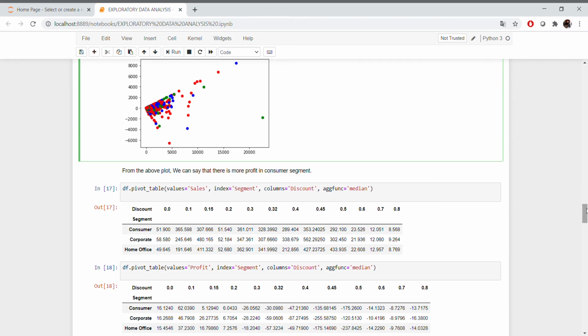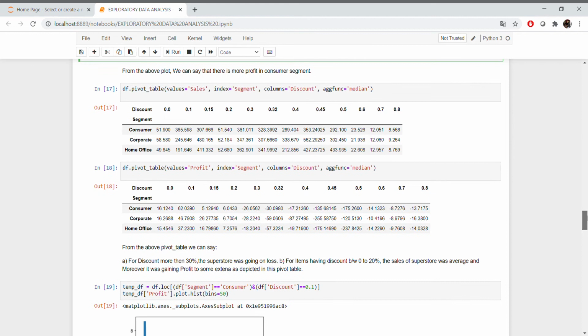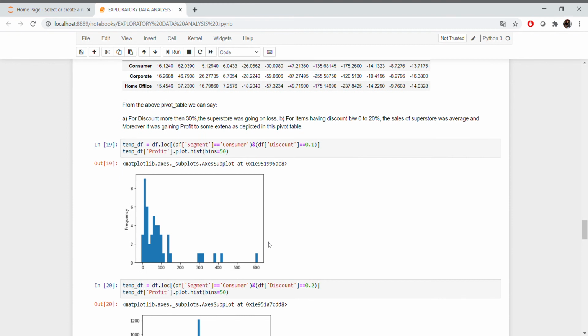Then I've constructed the pivot tables. From these two pivot tables, we can conclude that for a discount of 30% or more, we can see that it is getting a negative value of profit. So it is going on loss. And for a discount of less than 30%, it is giving a higher average value, and it is getting profit to some extent.